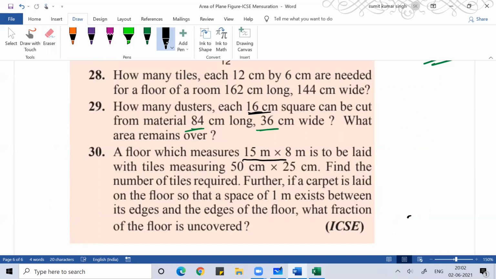Floor which measures 15 meter into 8 meter is to be laid with tiles. ठीक है, देखना यूनिट ध्यान देना, 1 मीटर में सेंटीमीटर में. Find the number of tiles required, तो निकल जाएगा एरिया ऑफ फ्लोर divided by एरिया ऑफ टाइल.